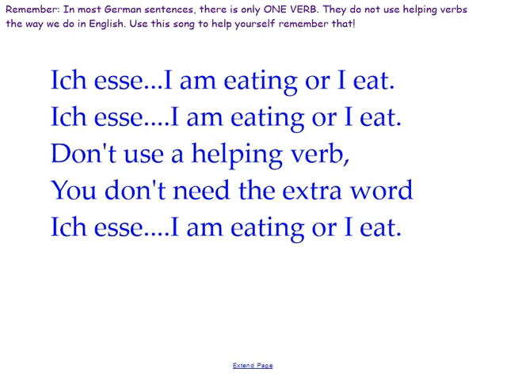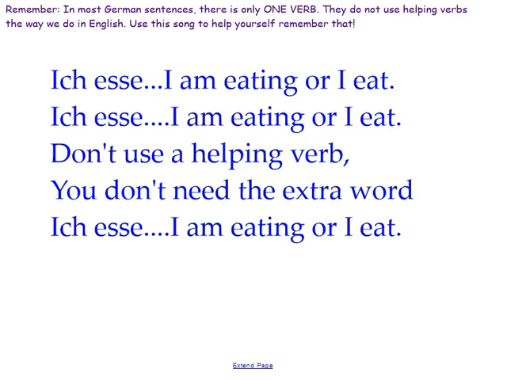Now, the last thing that I want you to think about with verb conjugation in German is that there is only one verb in most German sentences. They do not use helping verbs the way that we do in English. For example, we say, I eat or I am eating. In German, you would never have the I am translated. So, this little song might help you remember to use only one verb in these beginning German sentences.